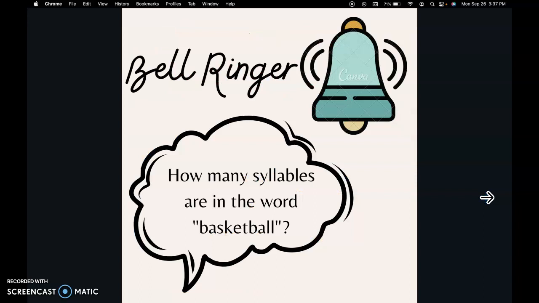Next would be a bell ringer. So if my bell ringer question was how many syllables are in the word basketball, we will have been working on phonemic awareness and phonics. So students would be able to tell me the number of syllables in the word basketball by clapping it out or just looking at the word and knowing it.